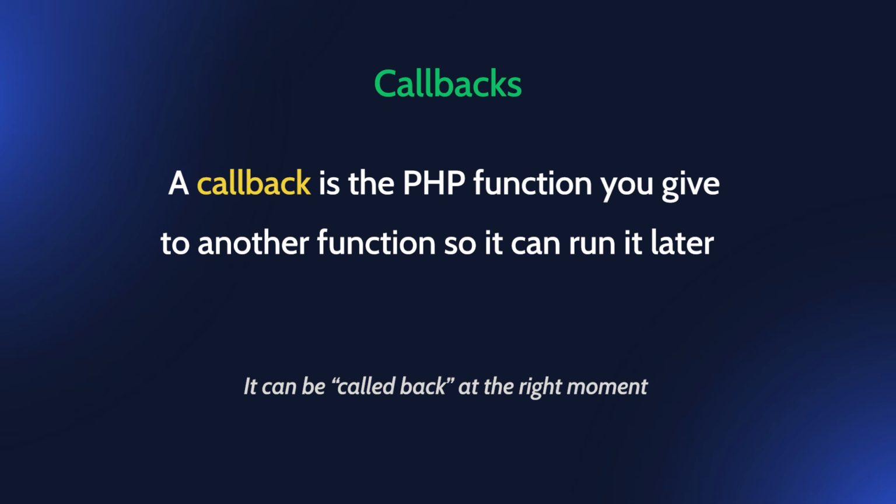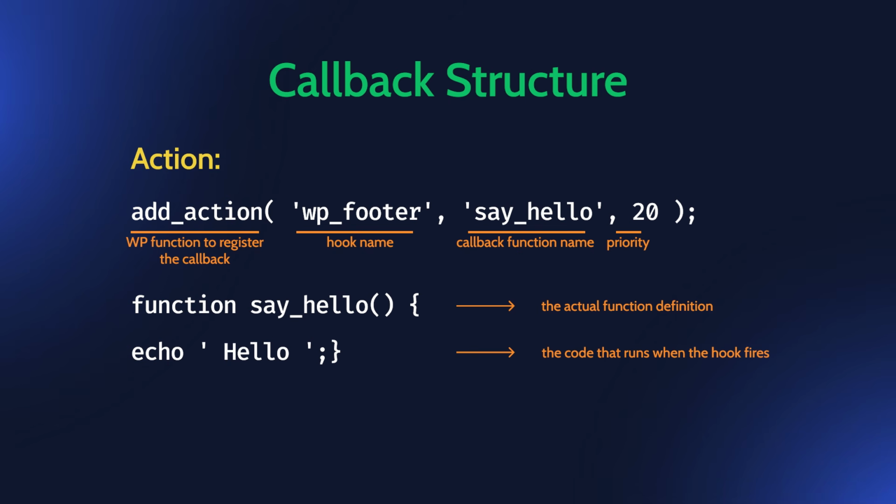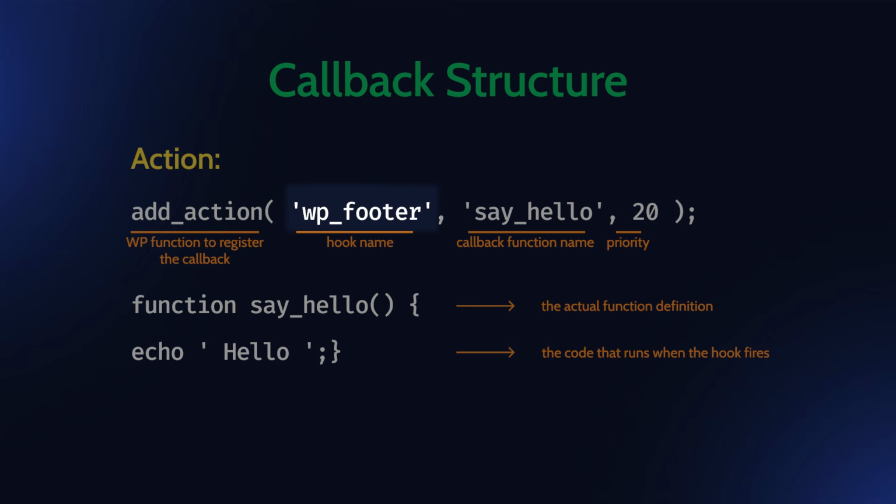Let's look at the callback structure and start with an action callback. Here we use addAction to register the callback function. Then we specify the hook name, WP footer in this case, which is the hook that triggers the callback. Next comes the callback function name, say hello in my example, and finally the priority.